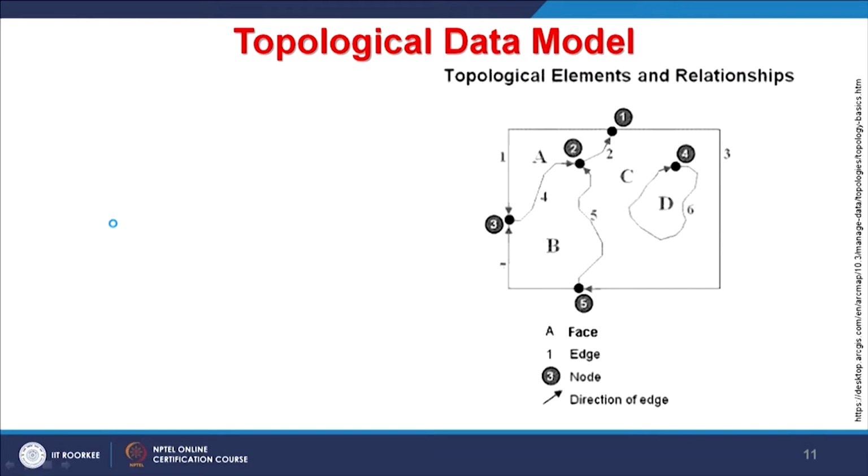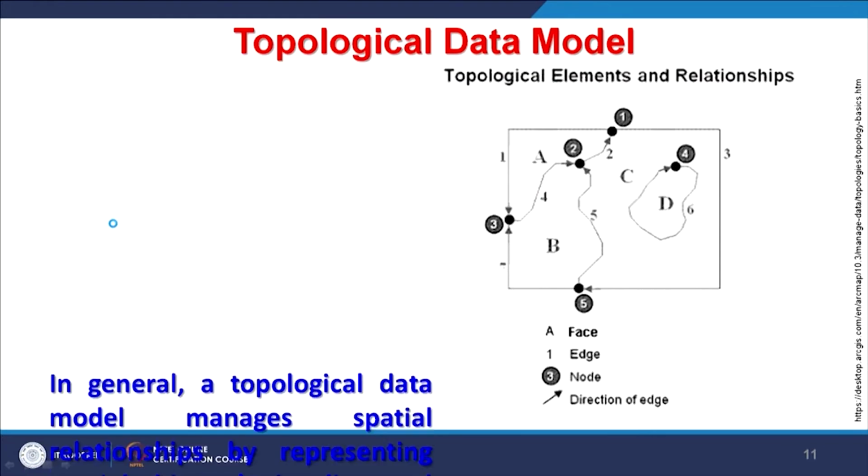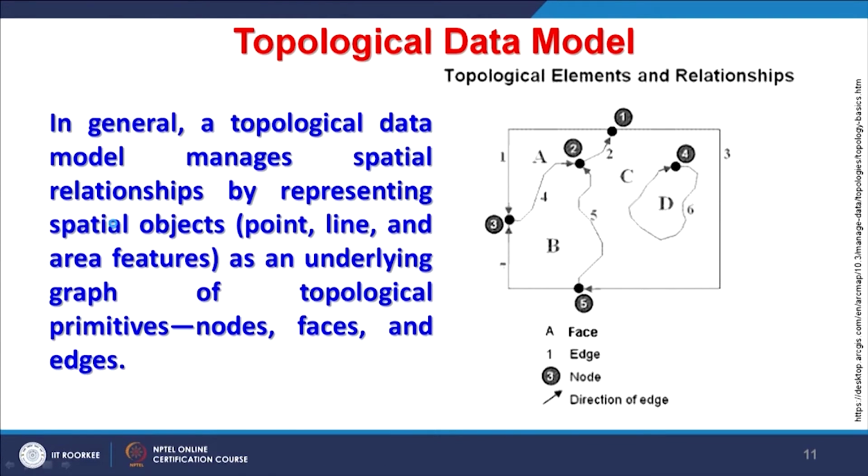Now, let us see a few examples of the way the data is represented and stored in the system. So, in general, a topological data model manages a spatial relationship by representing a spatial object, that is point, line and area features, as an underlying graph of topological primitives, that is nodes, faces and edges. So, what are these terms?